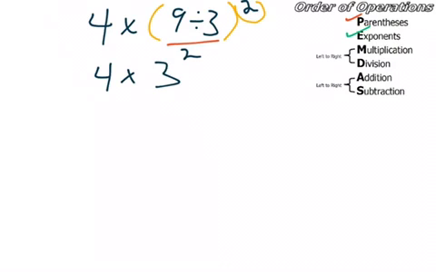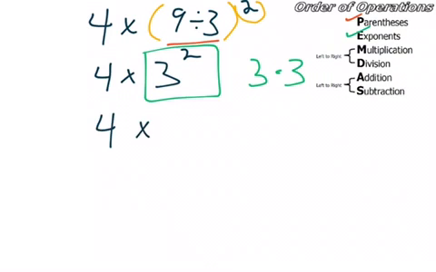I do. It's right here. So I have 3 squared. Of course, that means 3 times 3. Two 3s. It doesn't mean 3 times 2, which is 6. It's 3 times 3, which is actually 9. So I should get 4 times 9. So I have now taken care of the exponents, and I keep moving down my order of operations list.